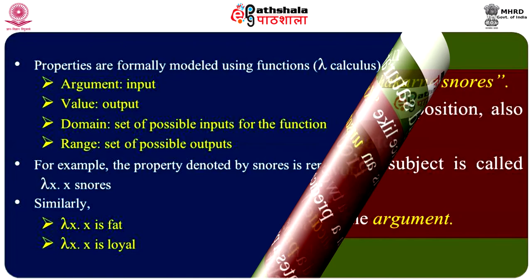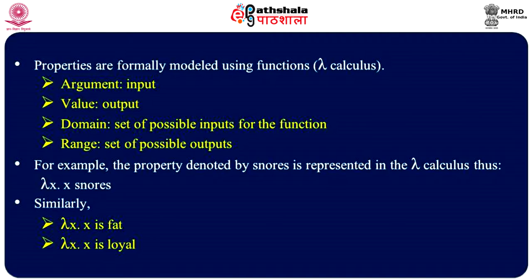Properties are formally modeled using functions and a system called the lambda calculus. A function is a mathematical formula which takes an input and delivers an output. The input is known as the argument, and the output is known as the value. The set of possible inputs for the function is its domain, and the set of possible outputs is its range. The lambda calculus is a compact and a nice way of expressing functions.